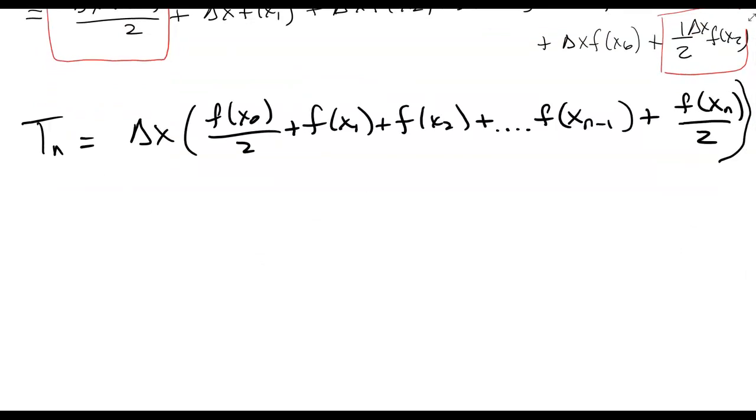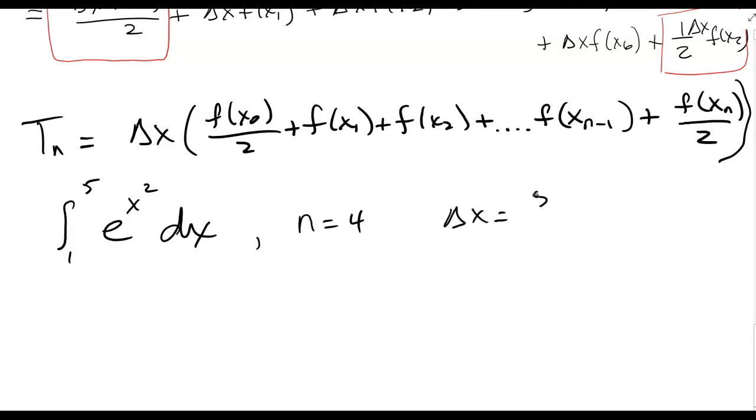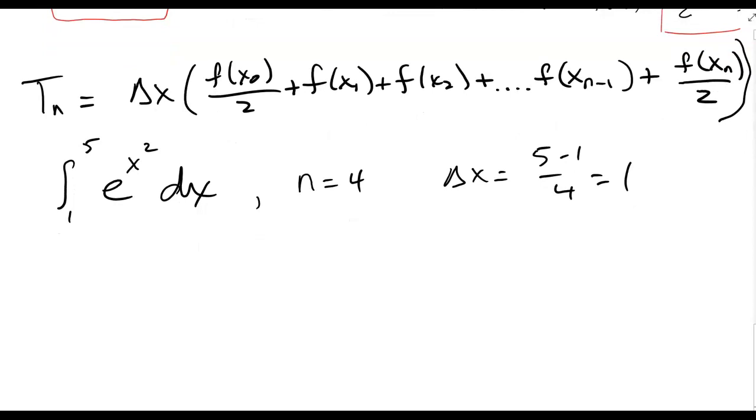So we can try it real quick for a simple integral. Let's do the integral of e to the x squared dx, from 1 to 5, and we'll do just n equals 4. So my delta x is going to be 5 minus 1 over 4 equals 1. Delta x is just 1, so I made this kind of easy to calculate. All right, so I'm going to have an initial value to do T of 4.